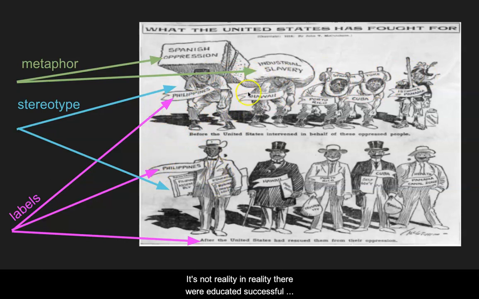In reality, there were educated, successful people in Hawaii and in the Philippines. And in reality, there were people doing manual labor, people working in mines and stuff like that in the United States. And in these countries after they were taken over. So after they were taken over by the United States, really nothing changed for the people. But so these are stereotypes. They just help you recognize really quickly kind of an uncivilized lifestyle, a civilized lifestyle. And we associate that with the way people dress and the work that they do.